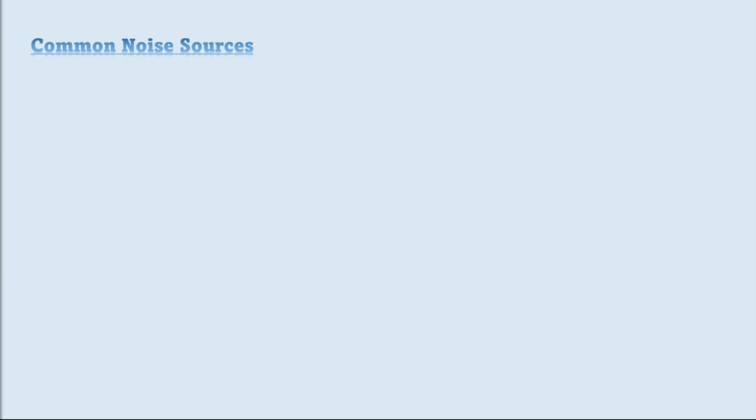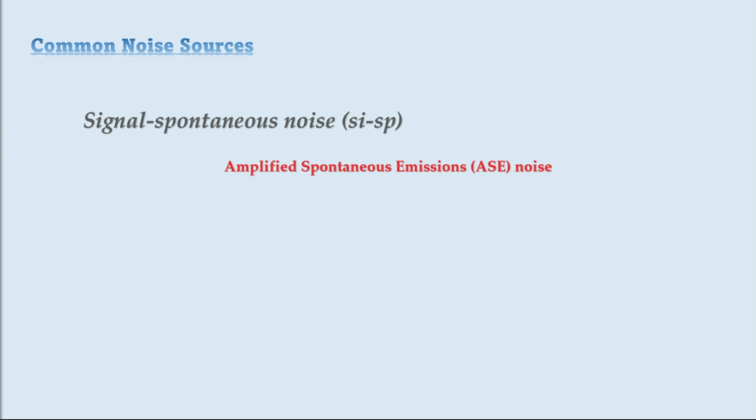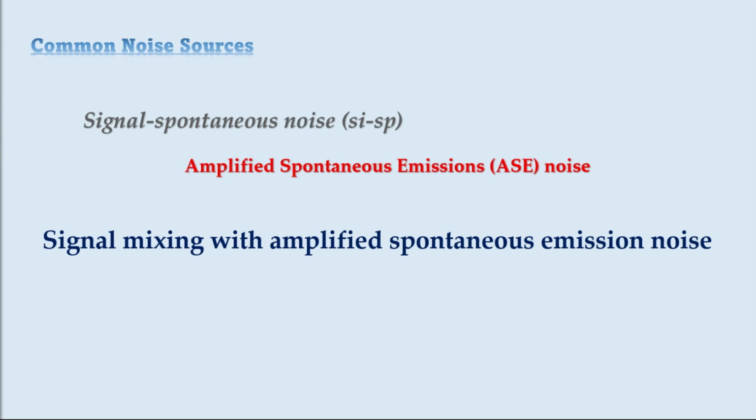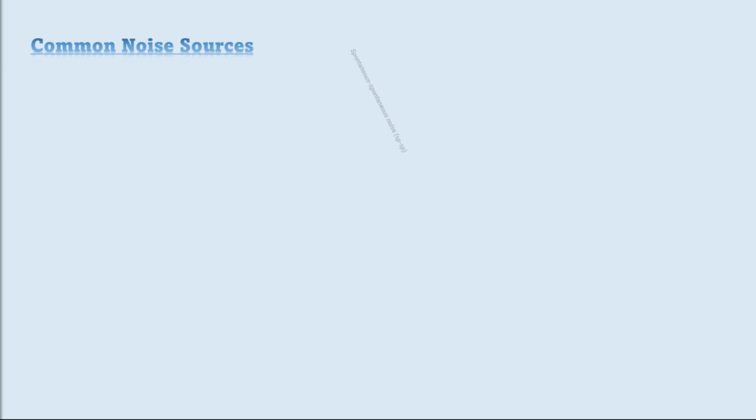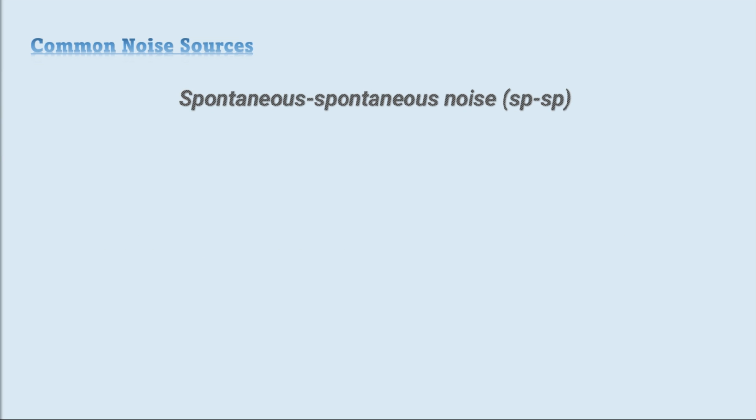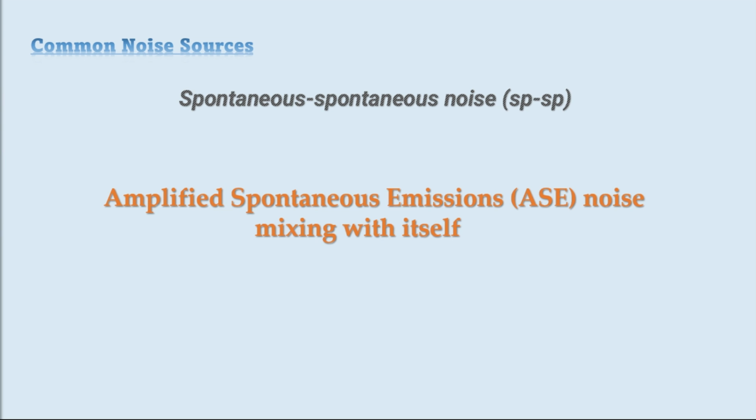Let's discuss common noise sources, or types, and understand how they generate the noise. Signal spontaneous noise. This noise is generated by the signal mixing with amplified spontaneous emission noise, generated in an optical amplifier. It can also be referred to as amplified spontaneous emissions noise. Spontaneous noise. This noise is generated by ASE mixing with itself.